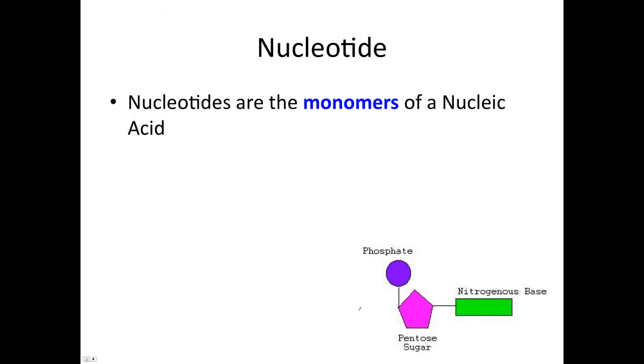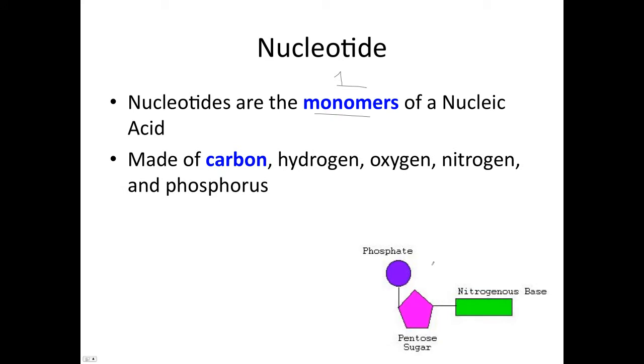Nucleic acids are made up of nucleotides. So nucleotides are considered the monomers of a nucleic acid. Remember that mono means one. So just one of these is a nucleotide, and many of these are going to make up a nucleic acid. Nucleotides consist of carbon, hydrogen, oxygen, nitrogen, and phosphorus. Remember that the 6 most essential elements of life are CHNOPS, or New Hampshire cops. So the only one that is not in a nucleotide is sulfur.